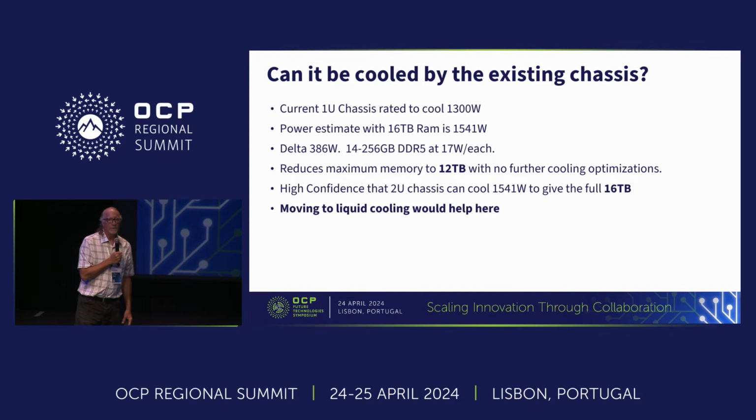But can you cool it? Cooling is a bigger challenge here. I'm not going to run you through all the numbers, but you can see that we can cool 12 terabytes, but that's with no further optimizations. If you used 512 gigabyte DIMMs, you'd get better performance per watt, but obviously price is a factor.